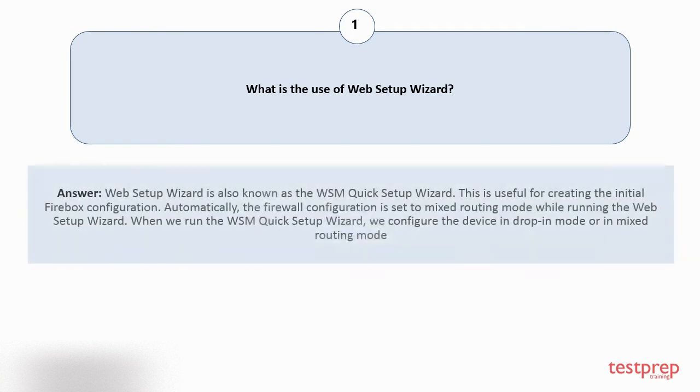Your answer is Web Setup Wizard is also known as the WSM Quick Setup Wizard. This is useful for creating the initial Firebox configuration. Automatically, the firewall configuration is set to mixed routing mode while running the Web Setup Wizard. When we run the WSM Quick Setup Wizard, we configure the device in drop-in mode or in mixed routing mode.